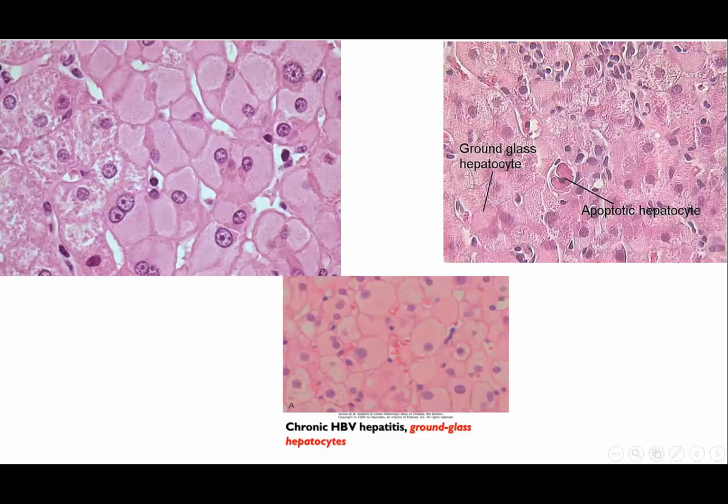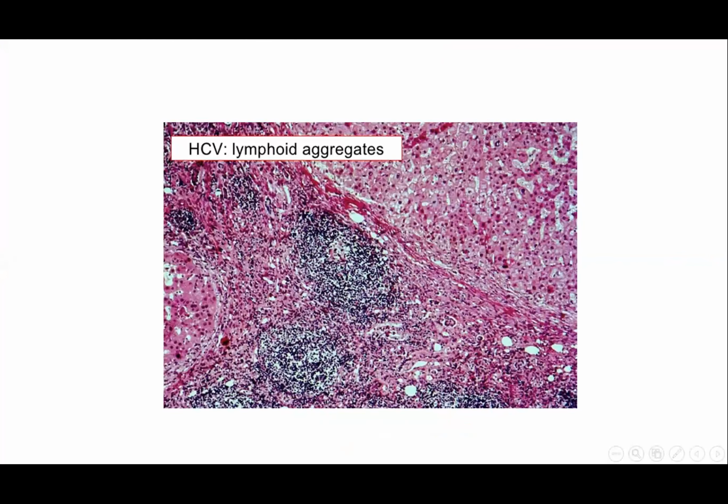Hepatitis B, you can see the ground glass appearance. Do you know the glass that we have in the washrooms? This frosted or kind of dirty looking glass that you cannot look through. This is the ground glass appearance. This is hepatitis B. And lastly, hepatitis C, very important. You see the lymphoid aggregates.